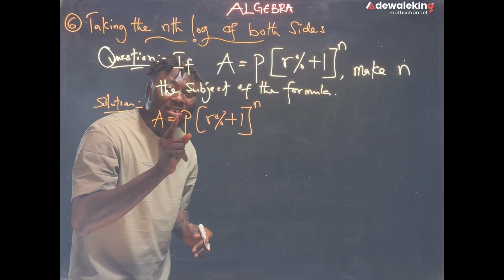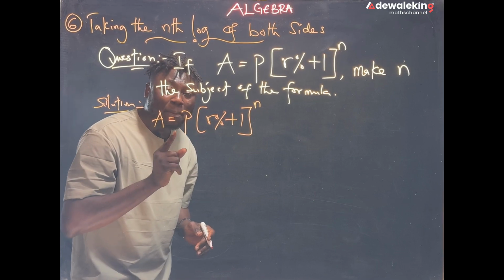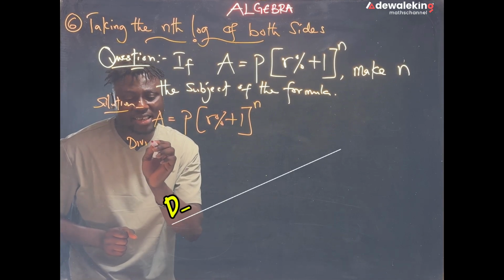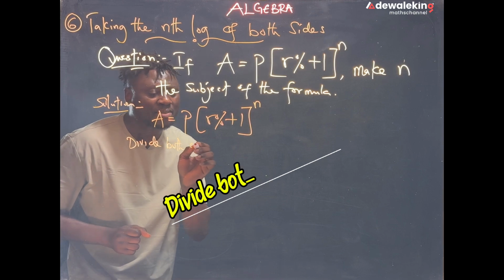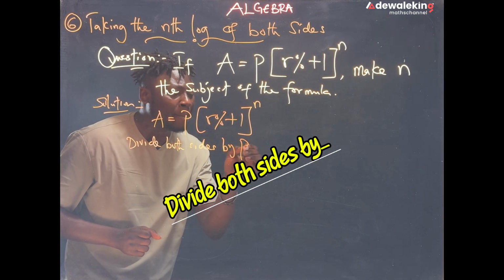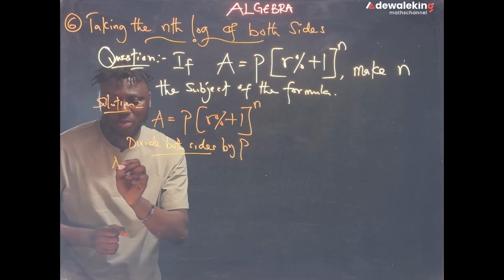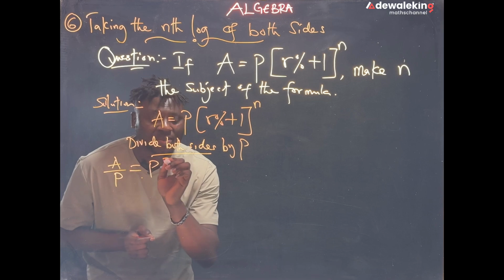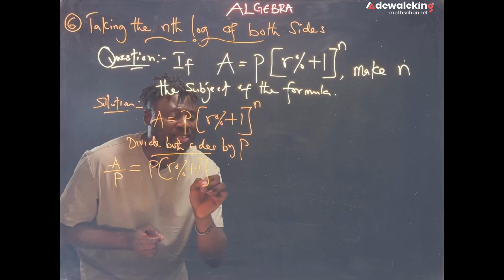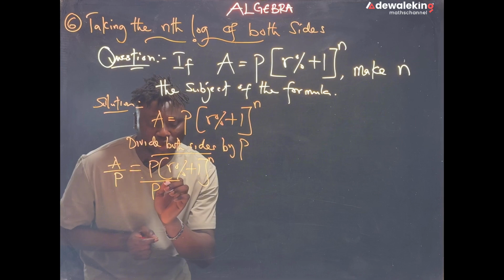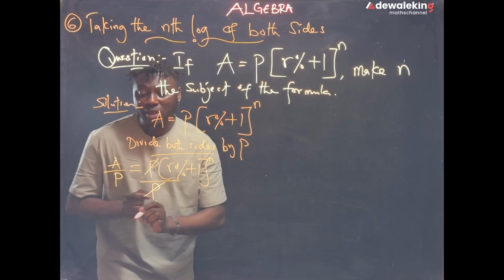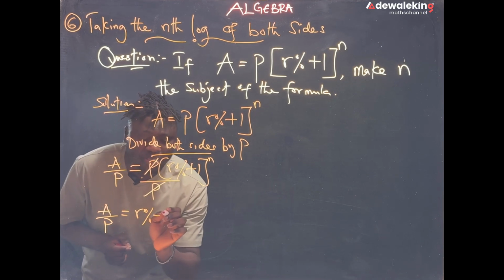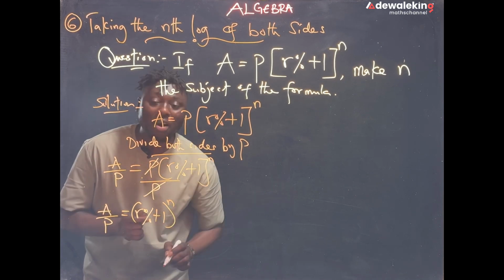Immediately after the equality sign is P. So we have to eliminate P by dividing both sides by P. So say divide both sides by P. So that will be A divided by P, which is equal to P times (r% plus 1) raised to power n divided by P. So this will cancel this. So we are left with A over P, which is equal to (R percent plus 1) raised to power n.